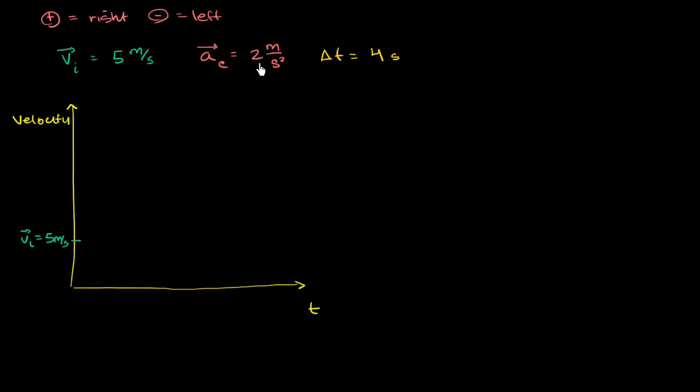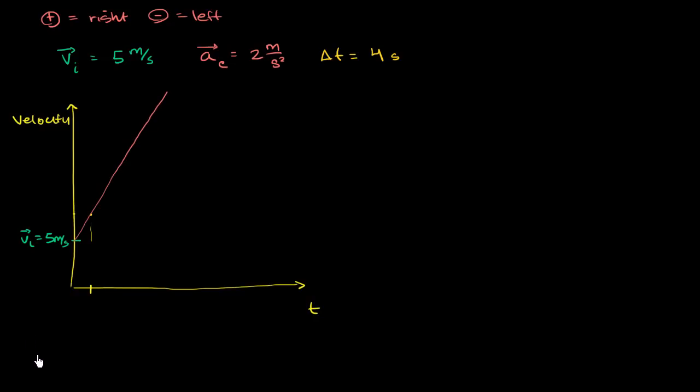And then every second that goes by, I'm going 2 meters per second faster, because this is 2 meters per second per second. So after 1 second, I'm going to go 2 meters per second faster, so I'll be at 7. Or another way to think about it is the slope of this velocity line is my constant acceleration, so I have a constant slope here. So it might look something like that.